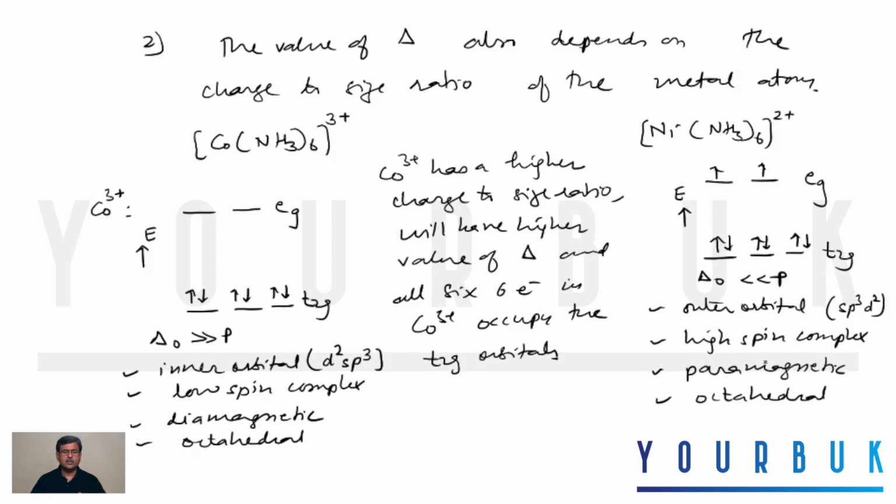So this crystal field theory basically deals with the types of ligands, weak field and strong field ligands, and is also very useful in explaining the color of the complexes. So this is all about the crystal field theory.